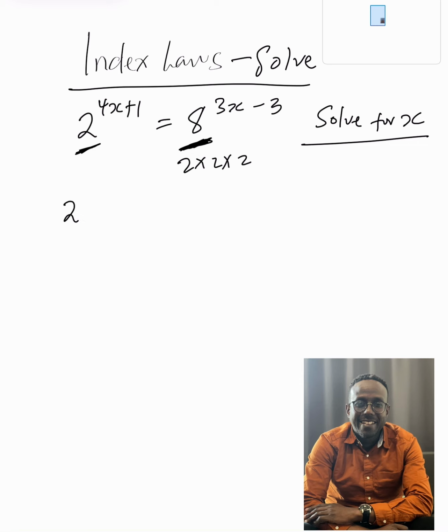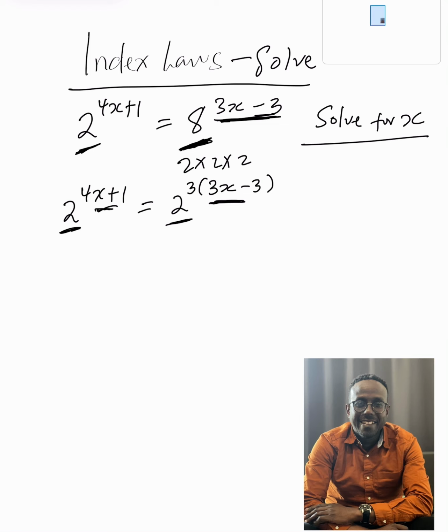On the left-hand side, I'm going to have 2 to the power of 4x plus 1. Now, on the right-hand side, instead of writing 8, I'm going to write 2 to the power of 3. But remember that 3, we are multiplying it by the power. So I'll open the bracket, 3x minus 3, like that. That's the first step we do. So once we have that, we are on track, because we now have the same base, 2 and 2. Once we have the same base, we shall just equate the powers and solve for x. So that's the whole point.